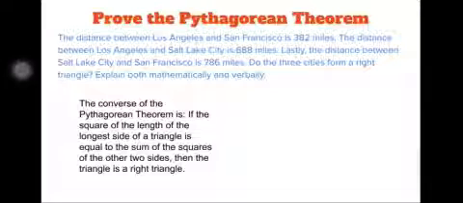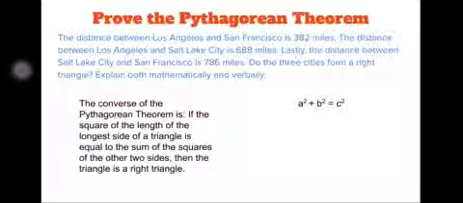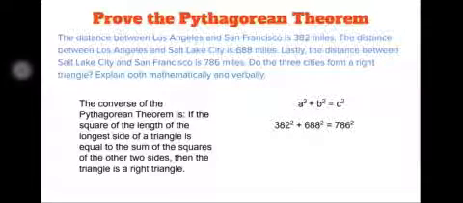Once again, the converse of the Pythagorean theorem is if the square of the length of the longest side of a triangle is equal to the sum of the squares of the other two sides, then the triangle is a right triangle. So we will use our Pythagorean theorem again, a squared plus b squared equals c squared, and substitute the values. We substitute 382 for a, 688 for b, and 786 for c, since 786 miles is the longest length.